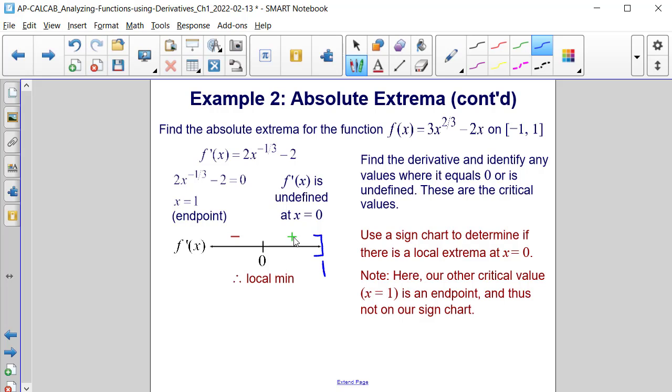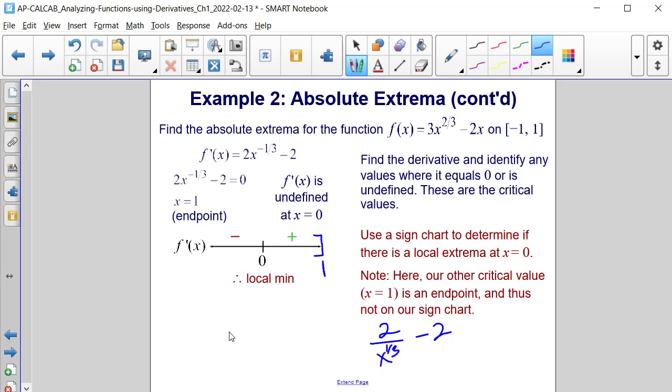And then if we test out a value such as 1/2, or even better, because we're dealing with a cube root, 1/8 is a perfect cube root between 0 and 1, we can determine that we would have a positive value here, because the cube root of 1/8 is 1/2. 2 divided by 1/2, because we had 2 over x^(1/3). So we had 2 divided by 1/2, which is going to be 4. 4 minus 2 is 2. That's how we get this positive value.